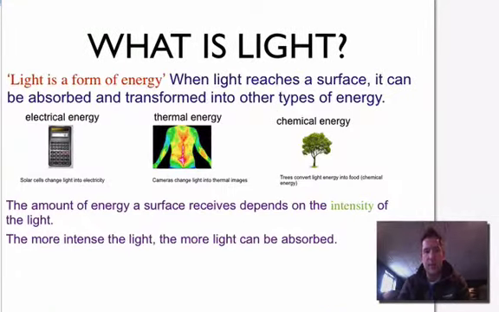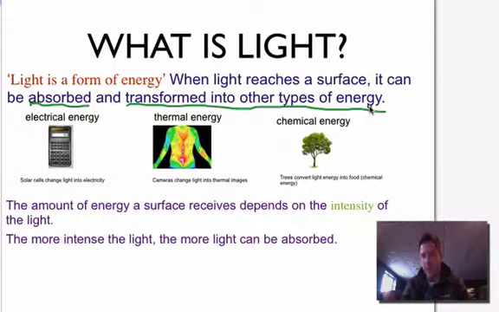So again, what is light? Well, light is a form of energy, and that's really important that we understand that it's a form of radiant energy. So once that light reaches the surface, there can be two processes that occur. One, the light can be absorbed, and two, it can be transformed into other types of energy. So it'll be absorbed by certain substances and materials, and then from there we can transform it into other types. There are three types we're going to be looking at that it can be transformed into.